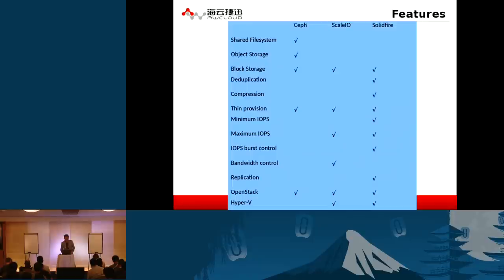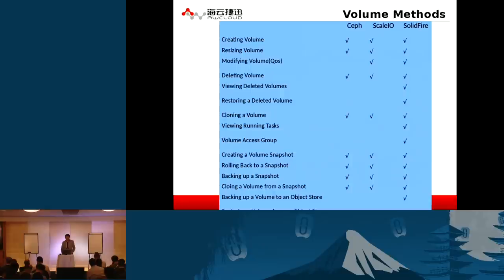ScaleIO is best, it has the most features of these systems. Solidfire cannot control the max IOPS of a volume, but the Solidfire system can control the minimum IOPS of a volume. All these storage systems can be integrated with IaaS platforms, for example, OpenStack and Xen Server. Ceph can only support OpenStack and Xen Server. ScaleIO and Solidfire can support OpenStack, Hyper-V, VMware, and Xen Server.